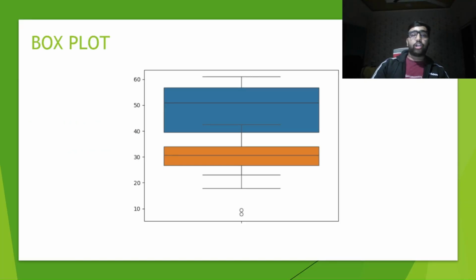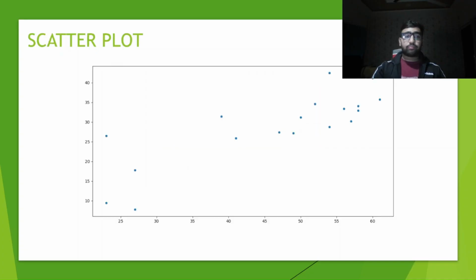Next, we have plotted box plots for both the data sets. The blue one represents the box plot for age, while the orange one represents the box plot for productivity percentage. As I have already told you, the whiskers represent the minimum and maximum value, while the two top and bottom edges represent the first and third quartile, and the line in middle of the box represents the median. The two dots at the end represent the outlier values. So hence this is our box plot.